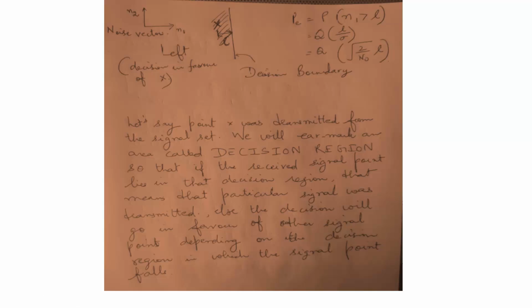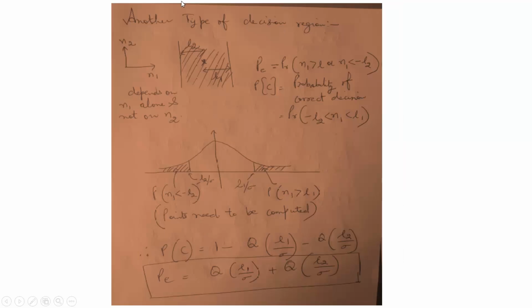So let's talk about some different types of decision regions also. Let us say this is the signal point which was transmitted, and these two vertical lines are actually the decision boundaries. Now, if we express the noise vector in a two-dimensional space, we will say that n1 is the component in the x direction and n2 is the component of the noise in the y direction. So there will be two components of the noise, but let's say this signal point is L1 distance from this decision boundary and L2 distance from this decision boundary.